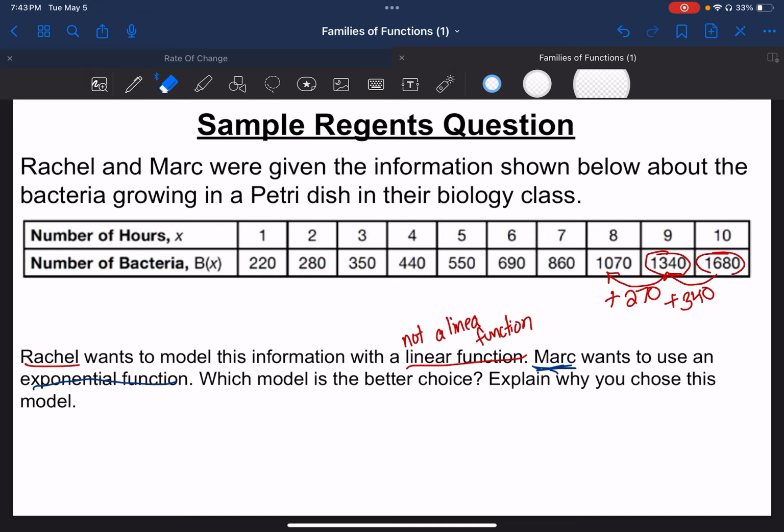Okay, so if you want to pause the video and take some notes down, you certainly can do that. So now, since we know that Rachel was not right, let's see if Mark was correct in saying that this would be an exponential function. Okay, so let's take a look.